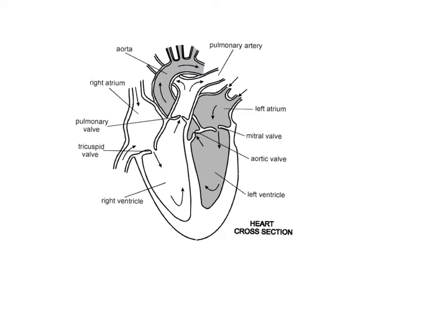Now, being a muscle tissue, the heart needs a continuous supply of substances such as glucose, oxygen, fatty acids, so that the muscle cells can carry out aerobic respiration to release energy for this contraction to happen.